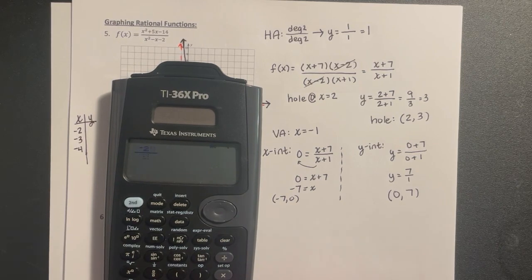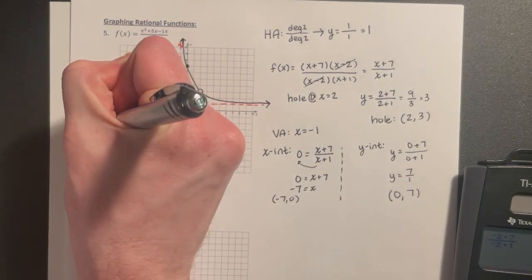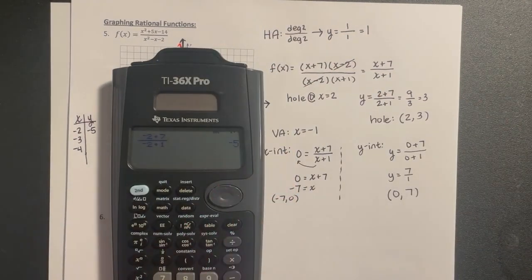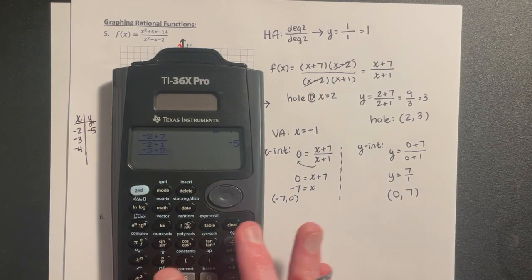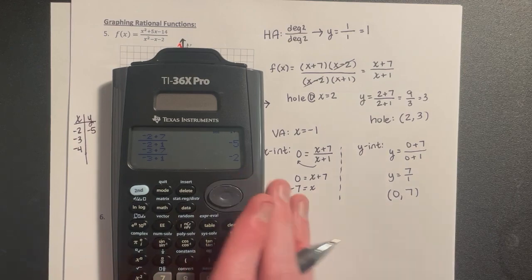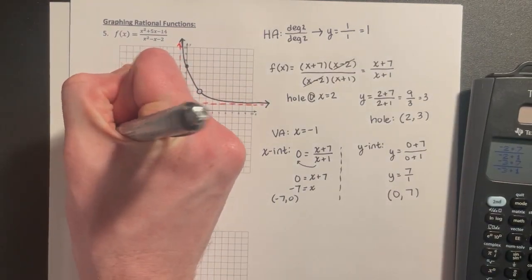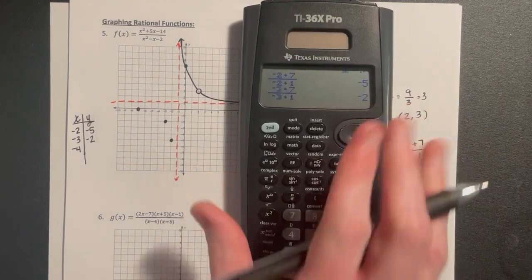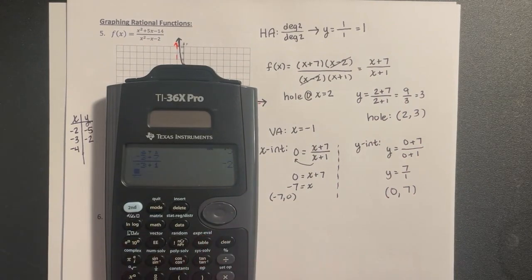But let's say I do negative 2 plus 7 over negative 2 plus 1. We get negative 5. So I know automatically there's a point at negative 2, negative 5. We can do it again with negative 3. So negative 3 plus 7 over negative 3 plus 1 gives us a point at negative 3, negative 2. I could do negative 4. Negative 4 plus 7 over negative 4 plus 1 gives me negative 1.